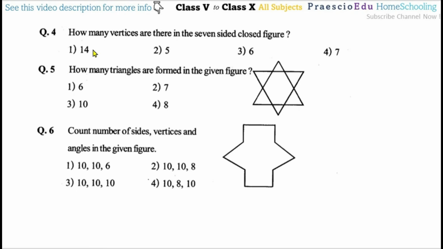Now question number 4, how many vertices are there in a 7-side closed figure? So in a 7-side closed figure, suppose n is 7, this is 1 2 3 4, then 5, then 6 and this 7, okay. So suppose we are counting the vertices 1 2 3 4 5 6 and 7, sides also 1 2 3 4 5 6 and 7, okay. Now how many vertices are there in a 7-side figure? So there are 7 vertices, means option number 4 is the correct one.